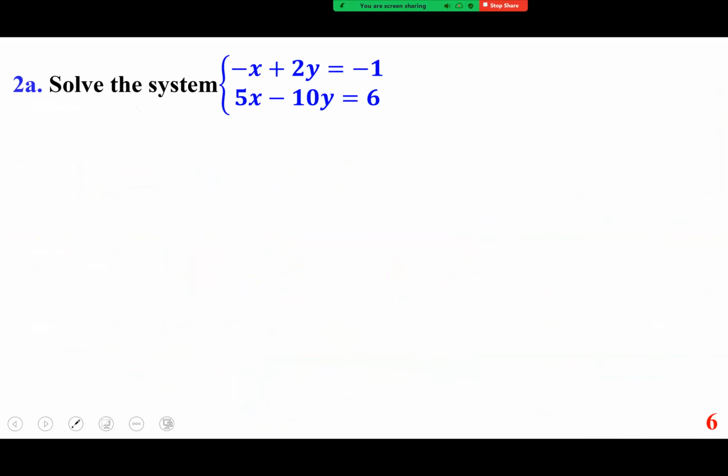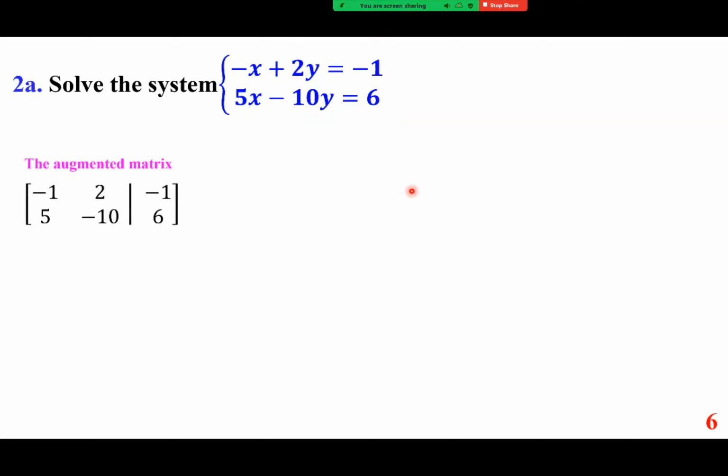Let's solve this system. Well, if we want to solve the same system that we just did, but now using an augmented matrix. So the way we write the augmented matrix, -1 and 5, we just write the coefficients. That's the first column, 2 and -10. This is the coefficient matrix, and the solution matrix, -1 and 6. So look at the augmented matrix, -1 and 5, 2 and -10.